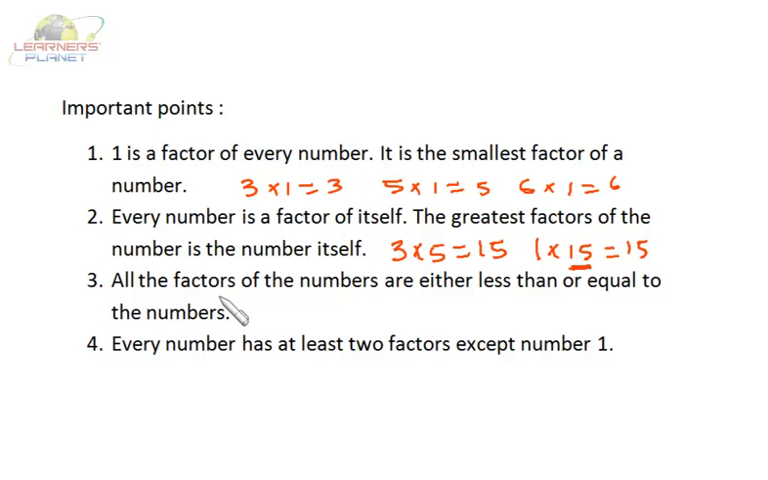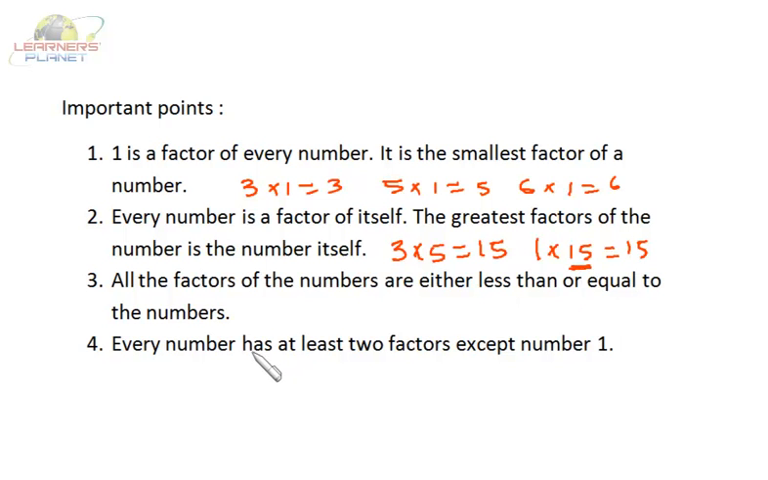Now all the factors of a number are either less than or equal to the number. See, in this case the factors of 15 are 3 and 5, 1 and 15. So all of them, that is 1, 3, 5 and 15, are either less than 15 or equal to 15. In this case 1, 3 and 5 are less than 15 and 15 is equal to 15.